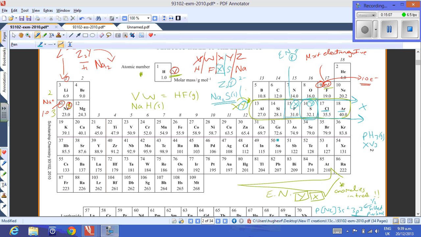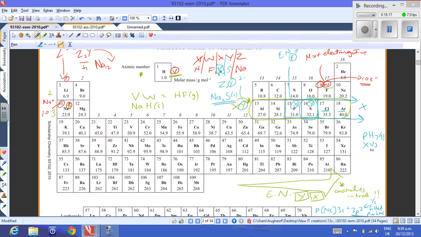Okay, so that is everything identified for question 5. Element V was hydrogen, W was fluorine, X was phosphorus, Y was sulfur, and Z was sodium. And that was question 5, part A.